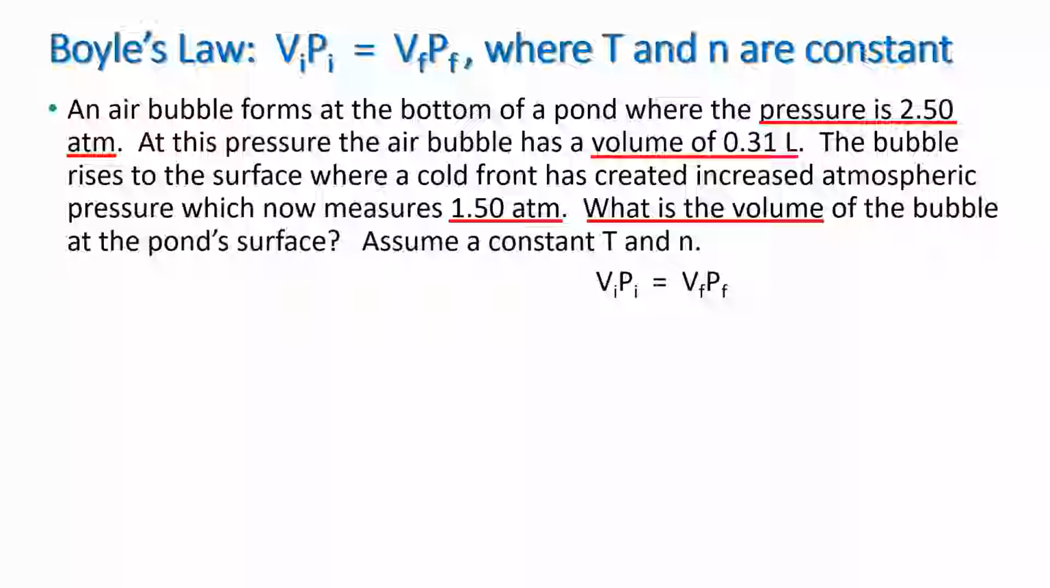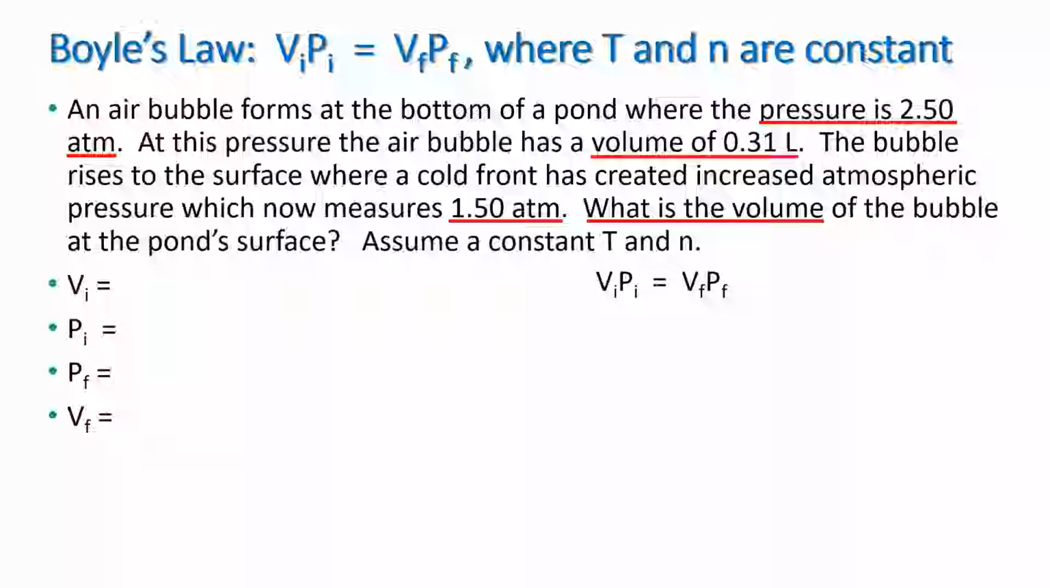And then we have initial pressure, which we write as a capital P with a subscript I. And those are going to be equal to our final volume, which we write with a capital V with a subscript F, F standing for final. And then final pressure, which we write with a capital P, also with that subscript F for final. So let's start by identifying our variables. And we have them listed here.